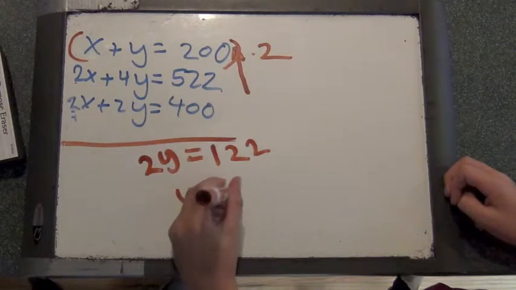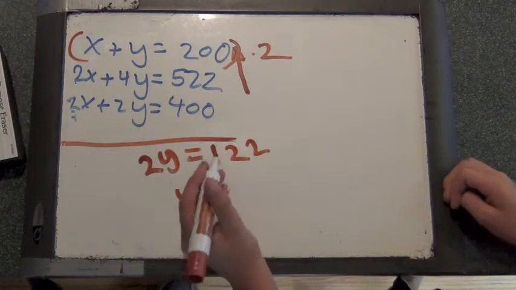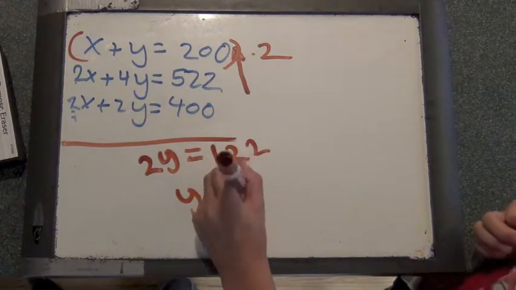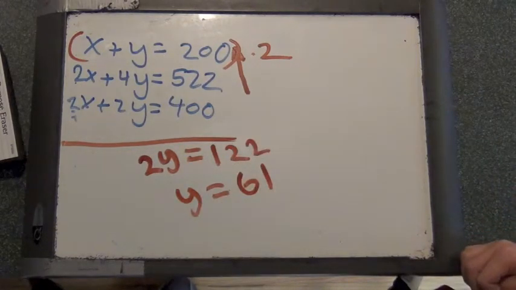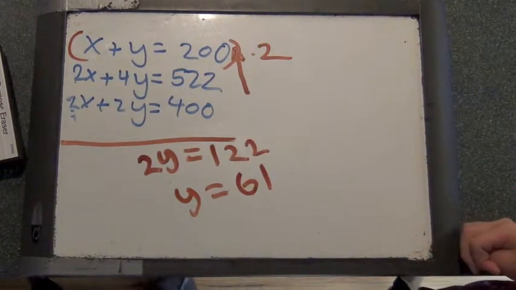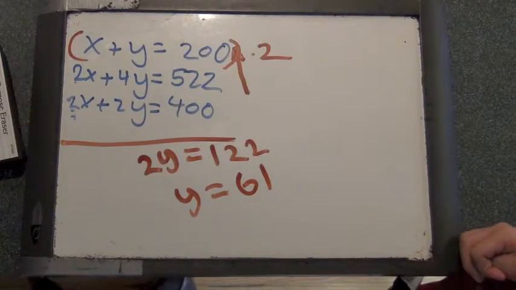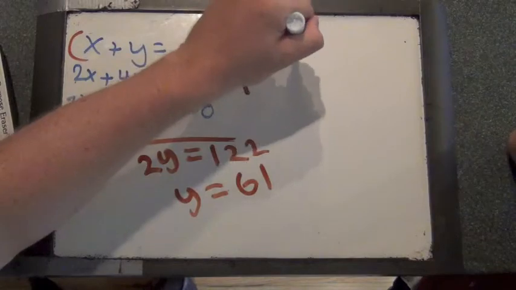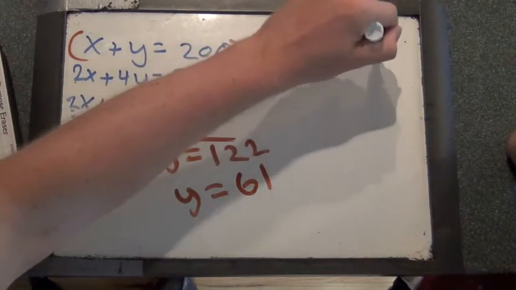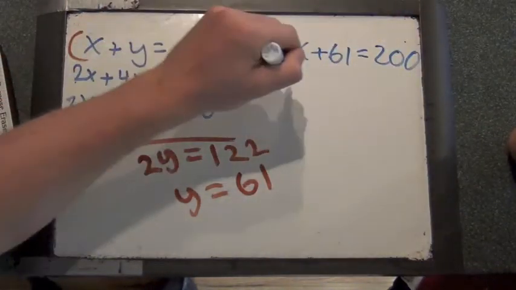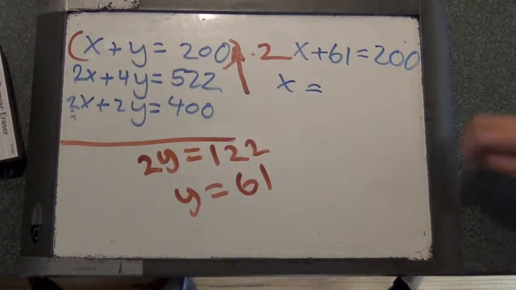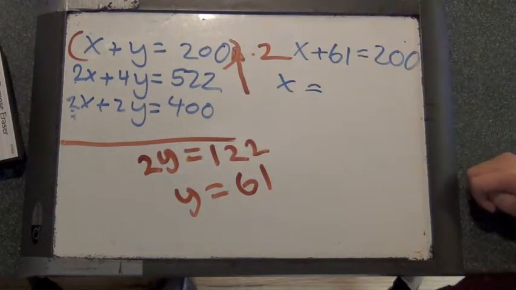2Y equals 122. It means Y, this is the number of mammals, equals 61. Y equals 61. Great. So we found the number of mammals. Now we can plug that in up here. So that would go X plus 61 equals 200. And so then X equals what? X is 139.